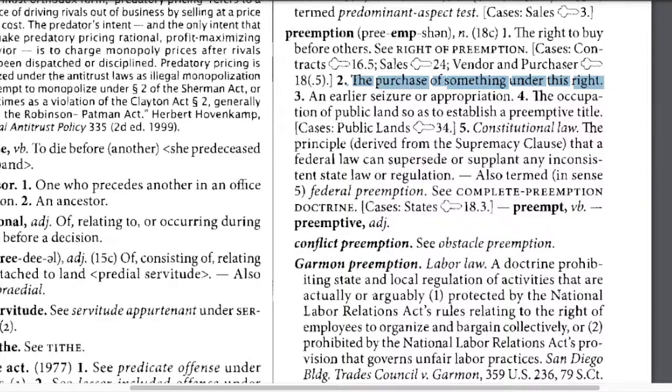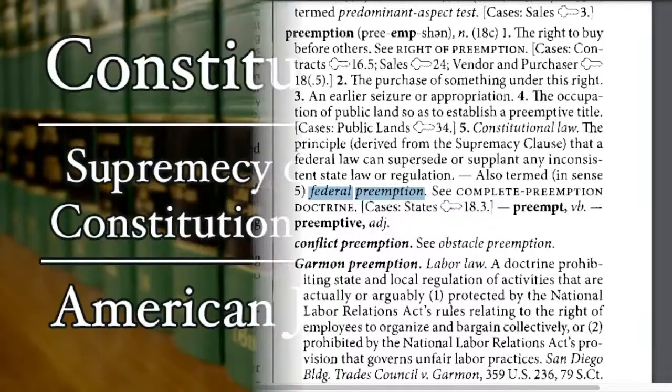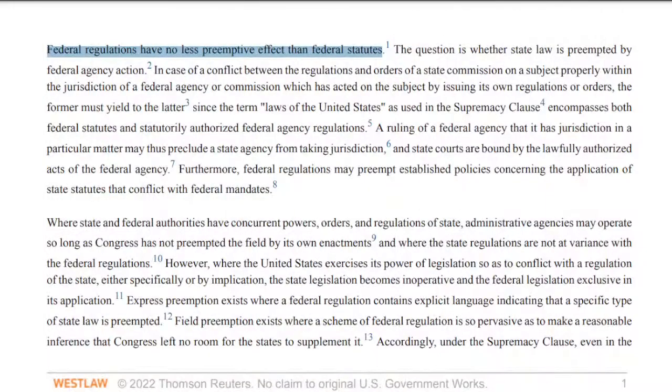Constitutional law. Here we go. The principle derived from the Supremacy Clause. Yep, here we are. That a federal law can supersede or supplant any inconsistent state law or regulation, also termed, in this sense, federal preemption. All right, so we got it. So we found the definition that directly applies to what we're talking about here.